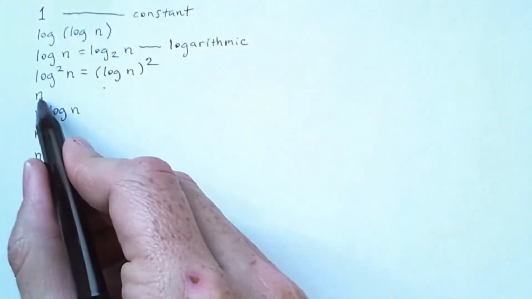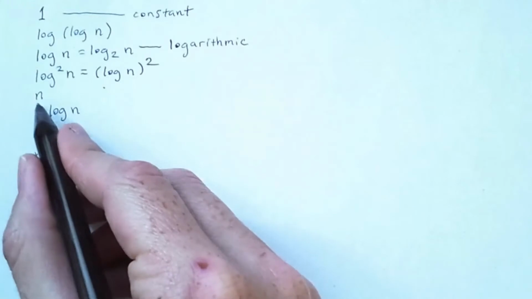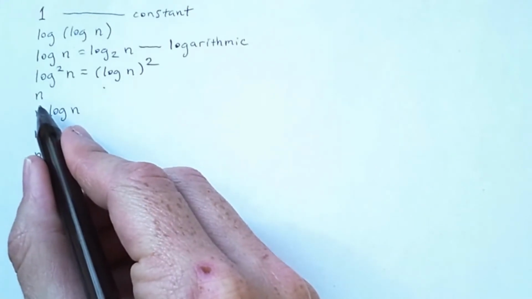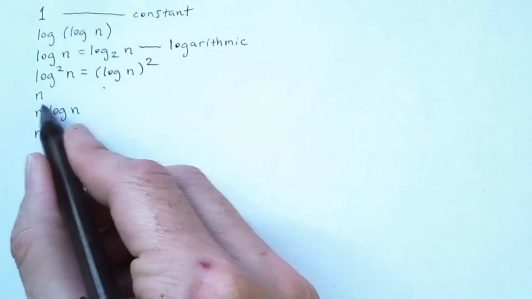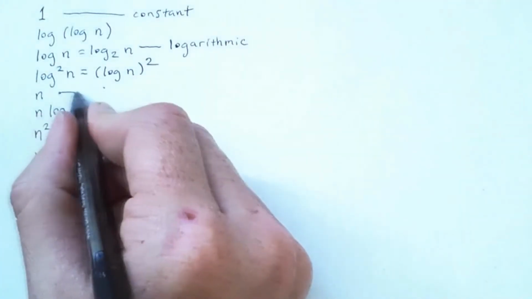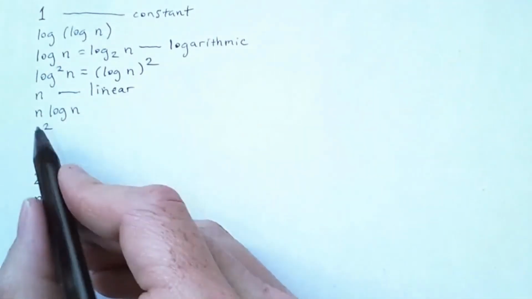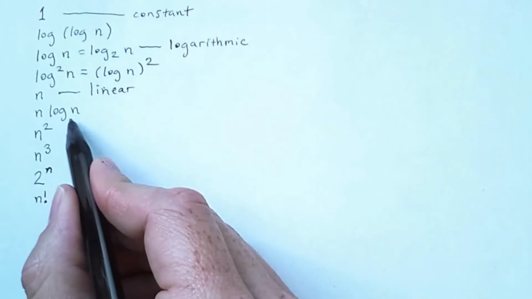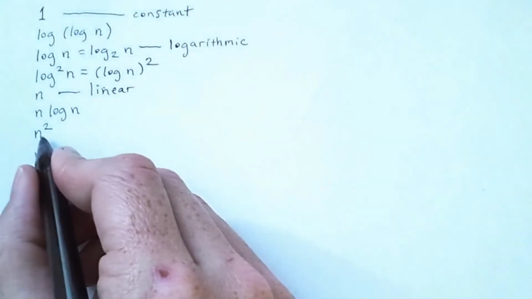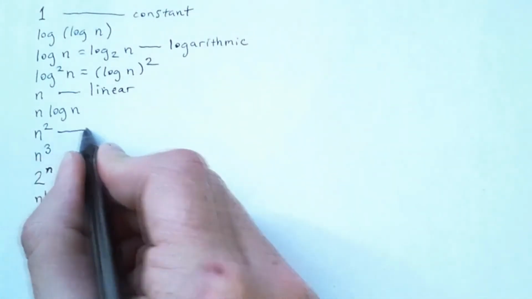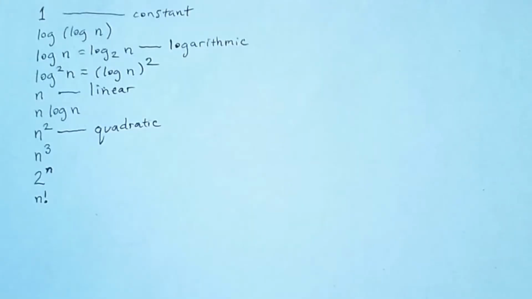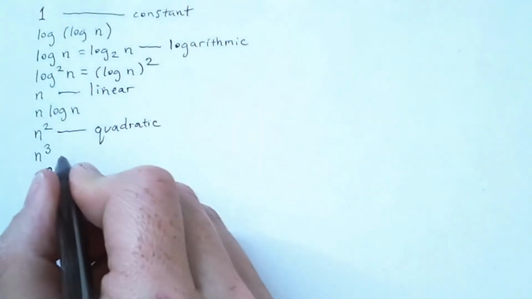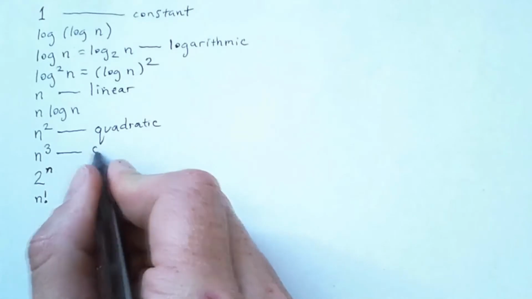Next we have n by itself. This is what you typically get with a standard loop that executes some n number of times, and so this is linear. Then we have n times log of n, and then n squared. This is quadratic. And n raised to the 3 is cubic.